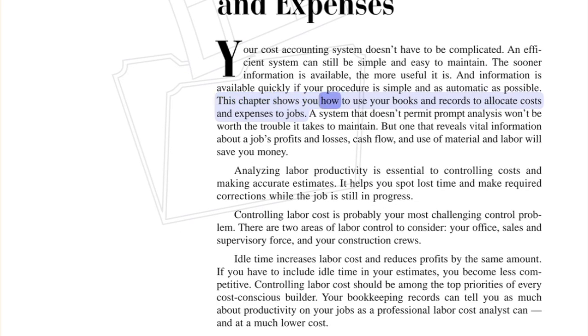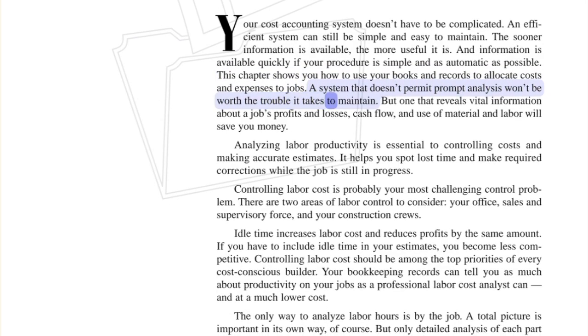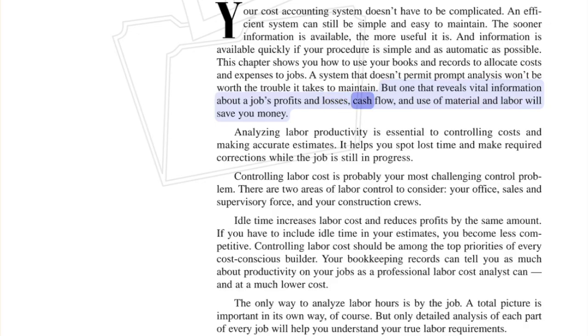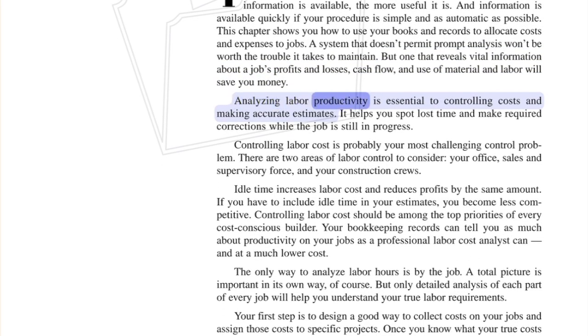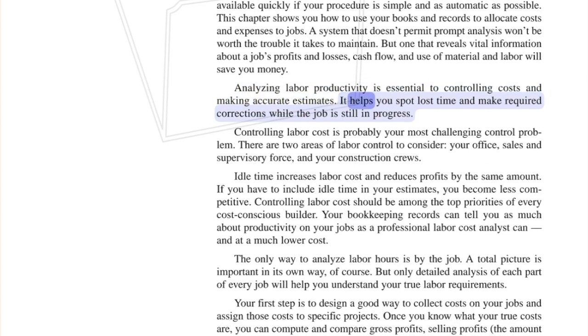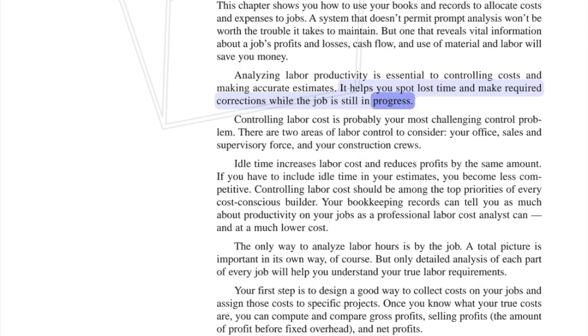This chapter shows you how to use your books and records to allocate costs and expenses to jobs. A system that doesn't permit prompt analysis won't be worth the trouble it takes to maintain. But one that reveals vital information about a job's profits and losses, cash flow, and use of material and labor will save you money. Analyzing labor productivity is essential to controlling costs and making accurate estimates. It helps you spot lost time and make required corrections while the job is still in progress.